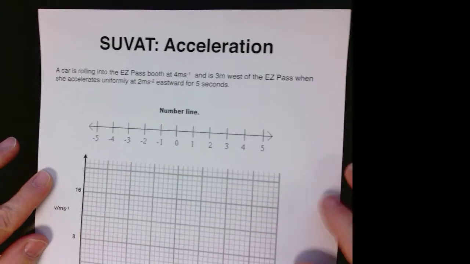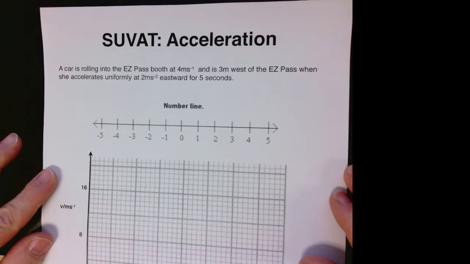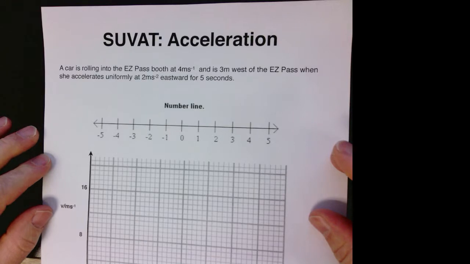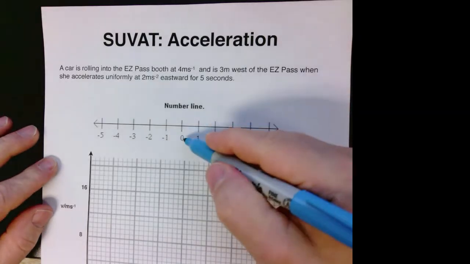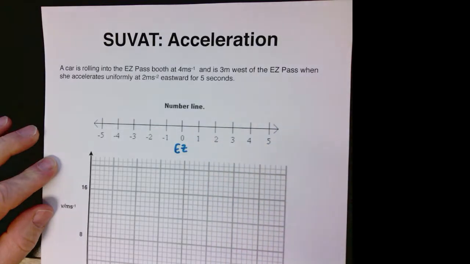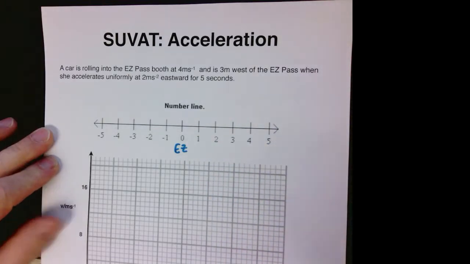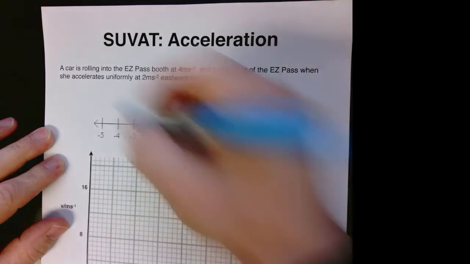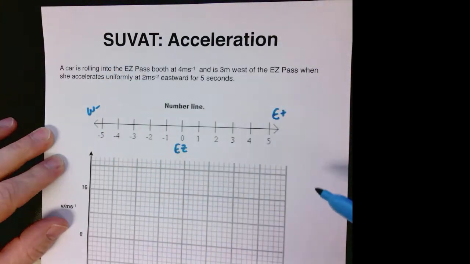This word problem summarizes the typical types of things that you might see in this kind of situation. So we have a car rolling into the Easy Pass booth and it is 3 meters west of the Easy Pass booth. So here's our reference point of 0, and this is our Easy Pass right there. We have an east-west situation again, so we have east positive and west negative.